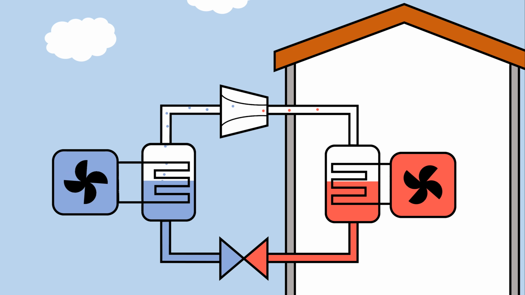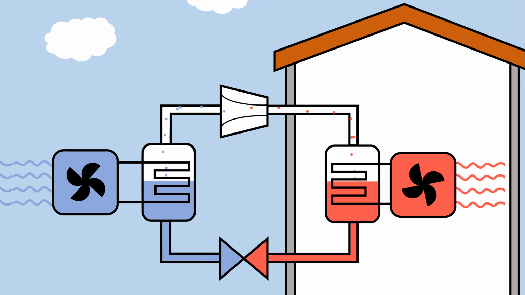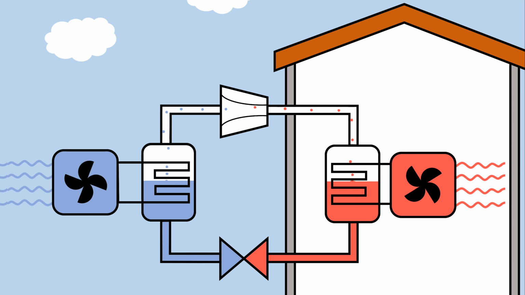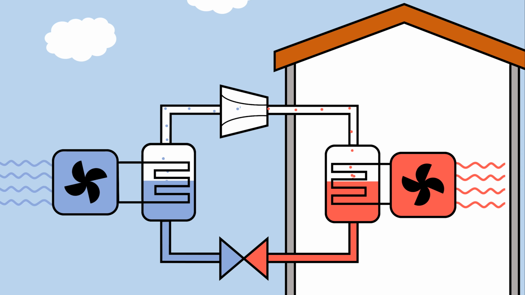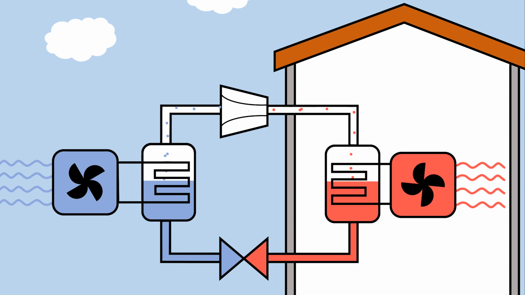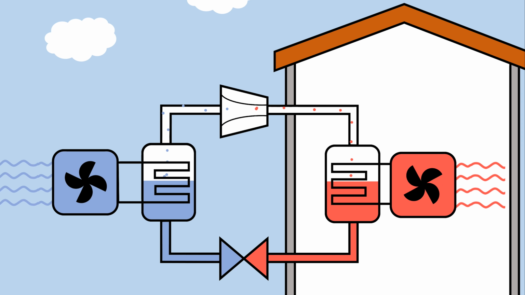This gaseous refrigerant then passes through a compressor, which rapidly increases its pressure, which in turn raises its temperature. The refrigerant then flows into the indoor heat exchanger or condenser, where it cools down and condenses back into a liquid. As it condenses, it releases its heat into the room.